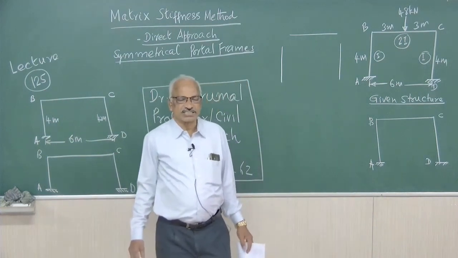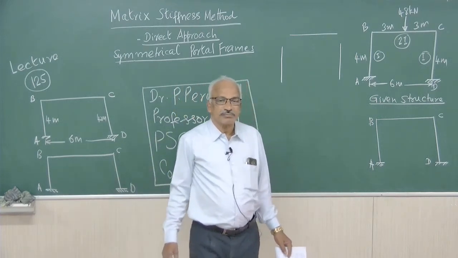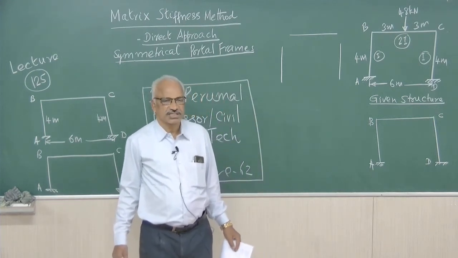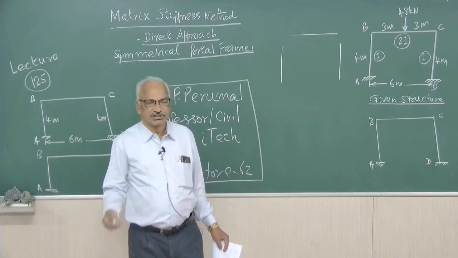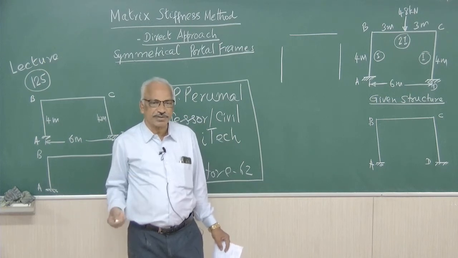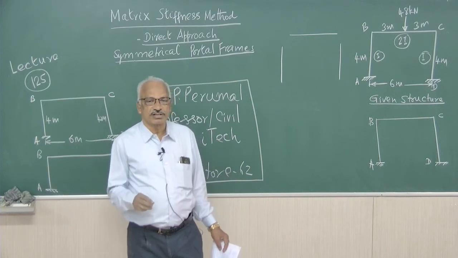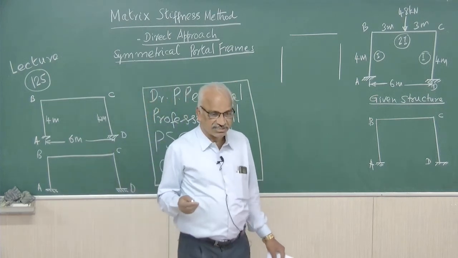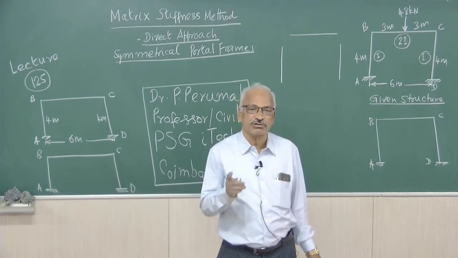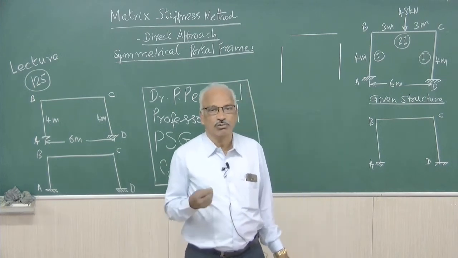In the last few lectures, we have been discussing the direct stiffness method. We first gave the introduction, then discussed the analysis of continuous beams with kinematic indeterminacy equal to 2. Then in the last lecture, we discussed two problems, one on a continuous beam with kinematic indeterminacy equal to 1 and also a frame with kinematic indeterminacy equal to 1.